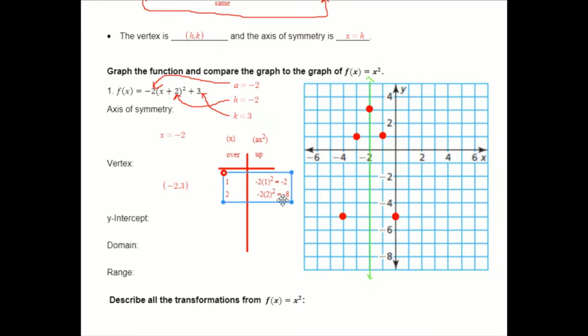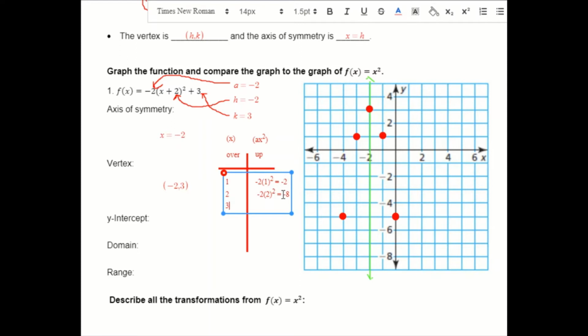Now, just to see where this would end up, if I go over 3, I would go up, and I use that word up a little loosely because you can see we're going down, but that's because our quote-unquote up is a negative value. We would have -2 times 3 squared. 3 squared is 9, and 9 times -2 would be -18. We're not going to be able to fit that on here, but we would go back to the vertex, go over 3, and go down 18, which is going to put us way down here.